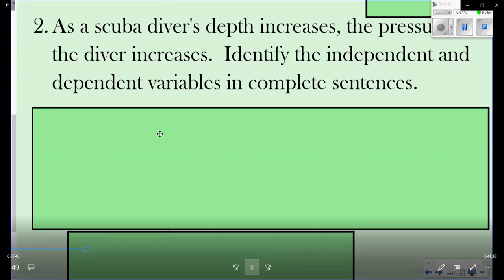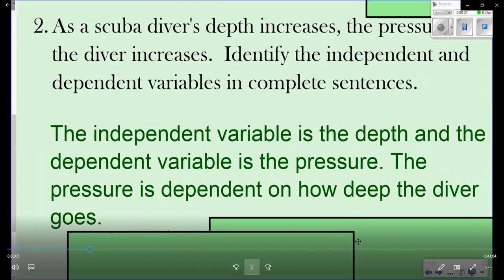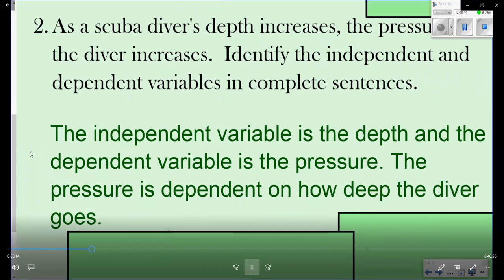Because imagine being all the way at the bottom of the sea, all that pressure of that water pushing on you. In order for you to feel that pressure increase on you, it depends on how far down you go. So that means the pressure is dependent on the diver's depth. In this case, the independent variable is the depth, and the dependent variable is the pressure. So the pressure is dependent on how deep the diver goes.